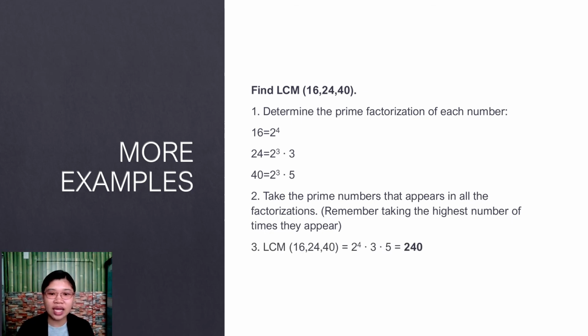So, final answer, LCM for 16, 24, and 40: we have 2, the highest number of times that it appears is in 16, which is 2 to the 4th, and then 3 appears once in 24, and 5 appears once in 40. So 2 to the 4th times 3 times 5 is equal to 240, the LCM of 16, 24, and 40. So I hope you learned today.